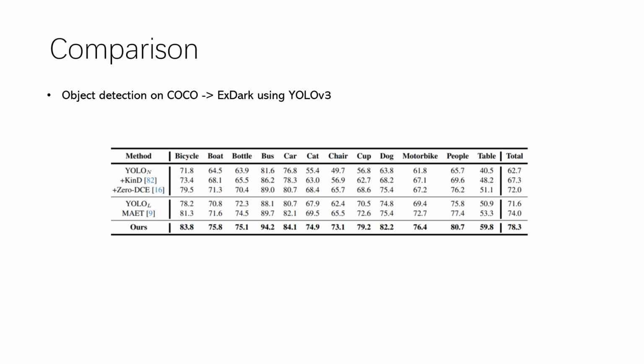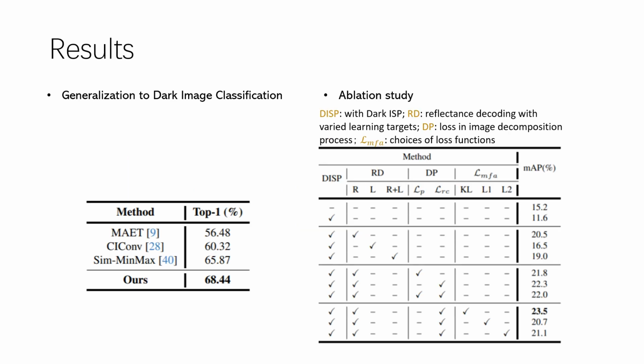And secondly, we perform object detection on COCO and test on ExDark using YOLOv3. And following MAET, the main comparable method, we also fine-tune our model on the ExDark dataset, and we also outperform it by a large margin. Recalling that our method only introduced a very small change to the architecture, a reflectance decoder, so it's very model agnostic and has high potential to generalize to other vision tasks. Here we show the results of generalizing to dark image classification. Ours is the best.